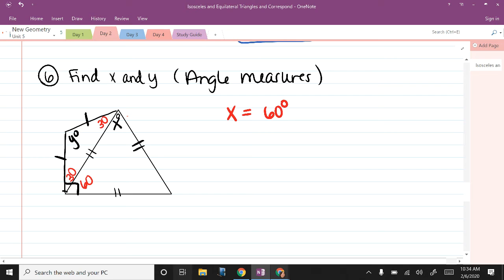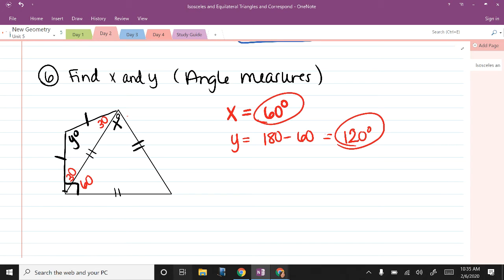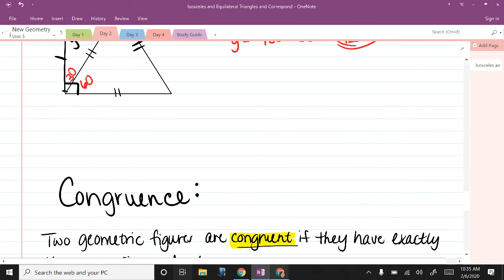So how would I find Y? It's going to be 180 minus 60 equals how much? 120 degrees. So we okay with how we got 60 and 120? Okay. So use your little tick marks that tell you if things are isosceles or equilateral or whatever. All right. This is our little intro to congruence of triangles.